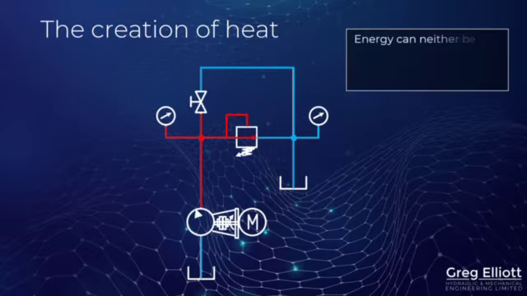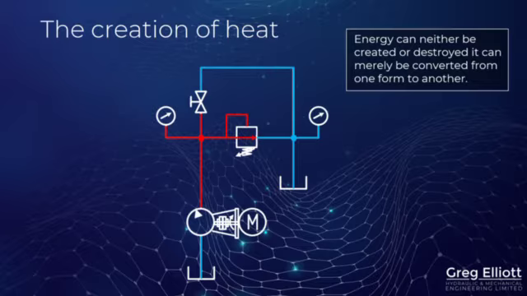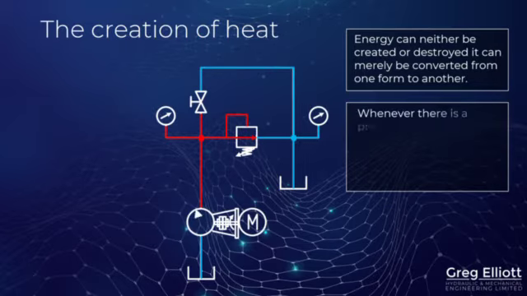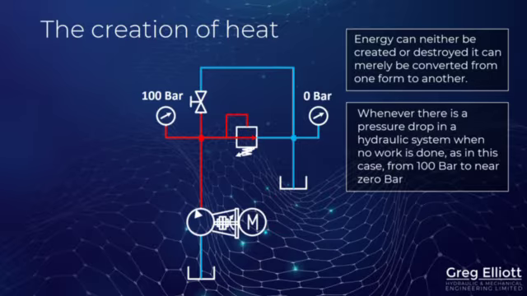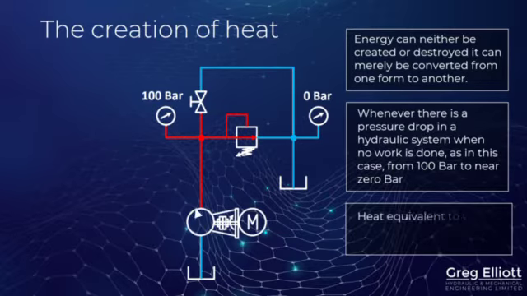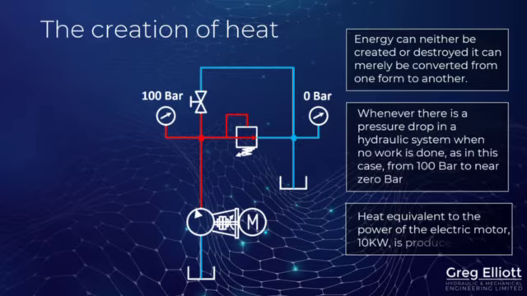As energy can neither be created nor destroyed, it can merely be converted from one form to another. Whenever there is a pressure drop in a hydraulic system when no work is done, as in this case from 100 bar to near 0 bar, heat equivalent to the power of the electric motor, 10 kilowatts, is produced.